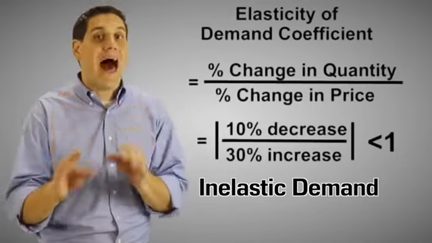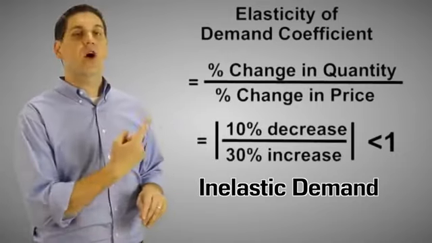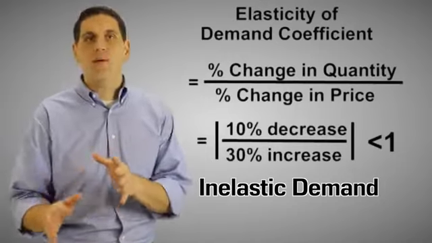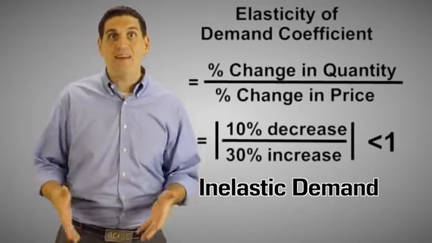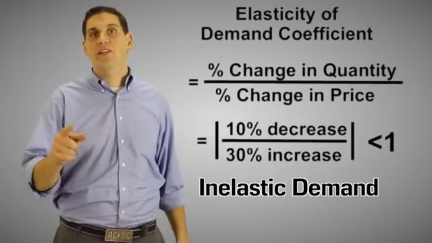Real quick, we're talking about absolute value. Remember, when the price goes up, the quantity always goes down. So we're talking about the absolute value of the elasticity of demand coefficient. The point is, when there's inelastic demand, the quantity is insensitive to a change in price.